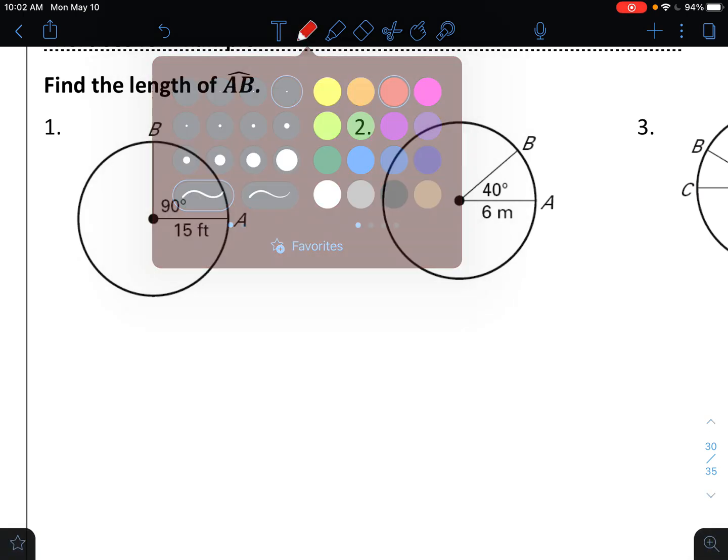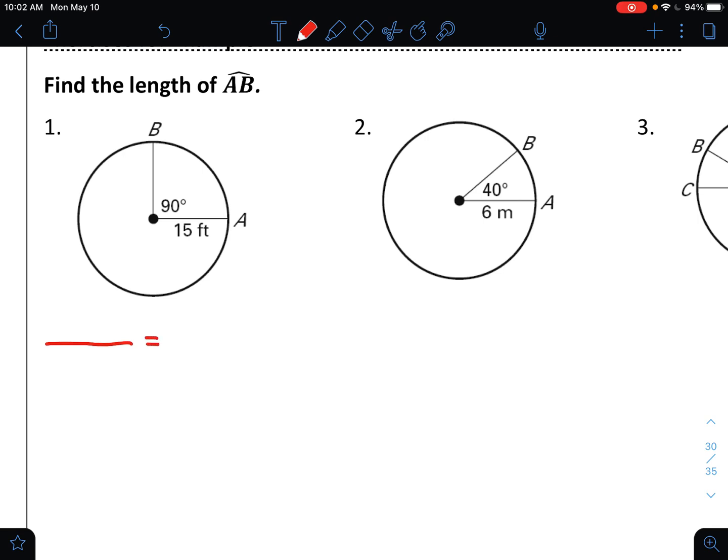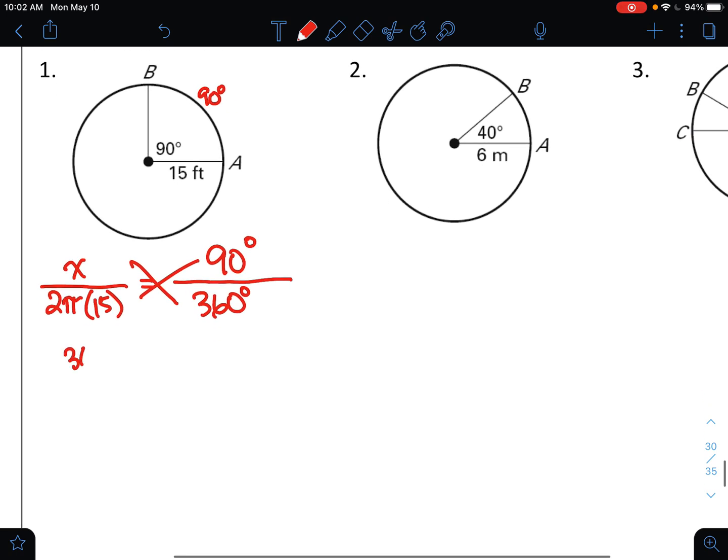Okay, find the length of AB here. So I'm going to do a proportion. On the left, I want the length of AB, that's going to be my x, over the whole circumference. And for the circumference, I don't even need the letter C. I'm going to do 2 times pi times the radius. On the right-hand side, I want degrees. Since I see a central angle of 90, I know that this is 90 over 360.